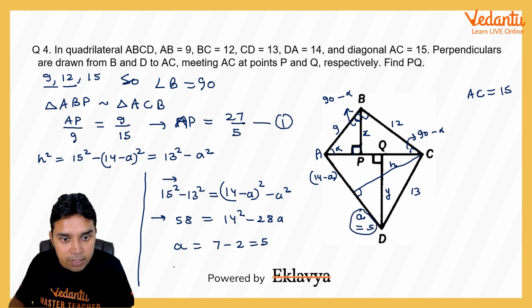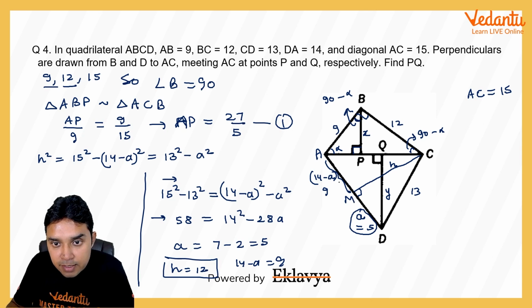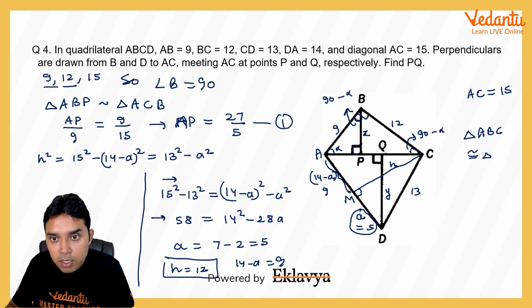And if A is 5, H will be equal to 12. A is 5, H is 12. And 14 minus A will be equal to 9. Now you can see, suppose this point is M, this is 9 here, H is 12 here, and AC is 15. So can we say that triangle ABC is congruent to triangle AMC?